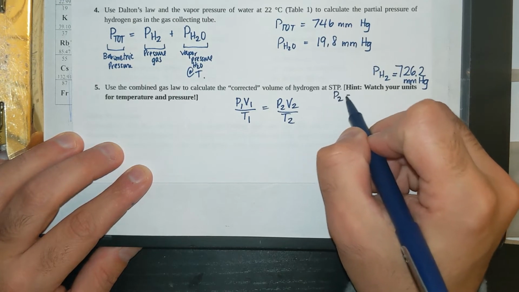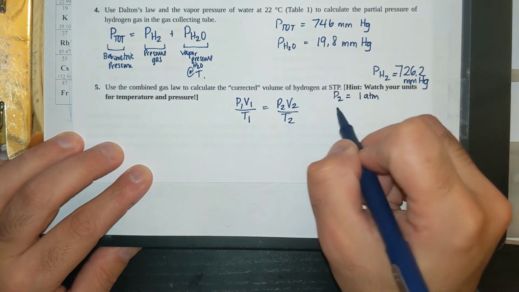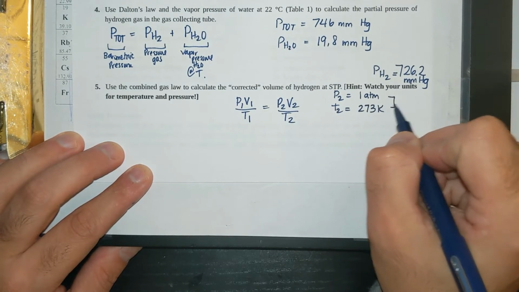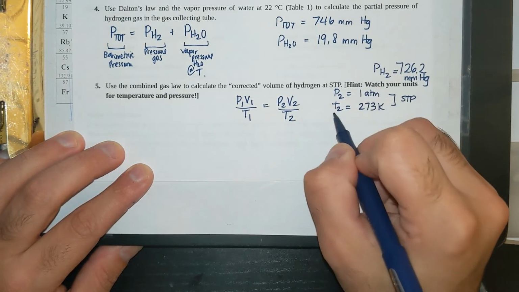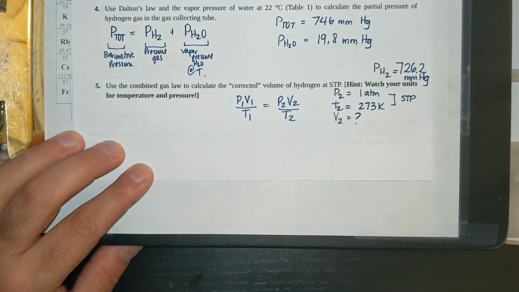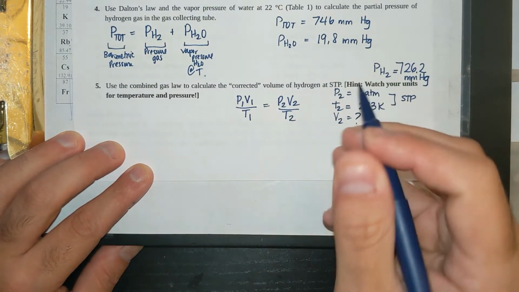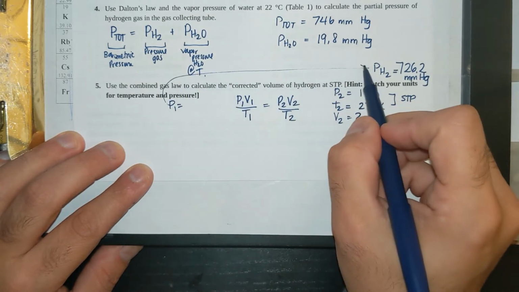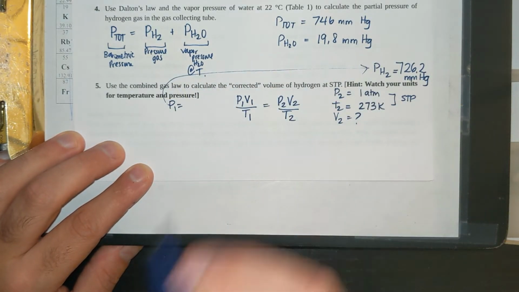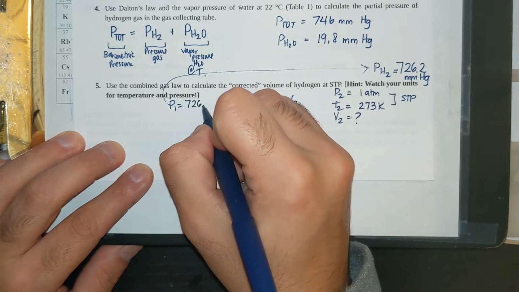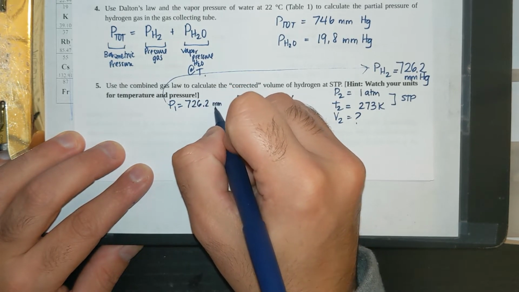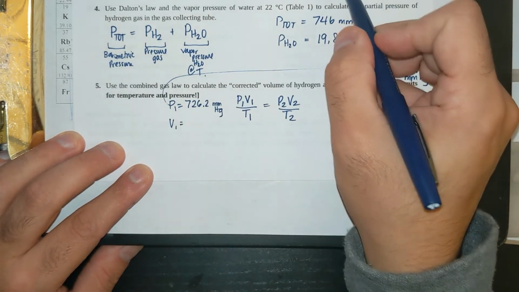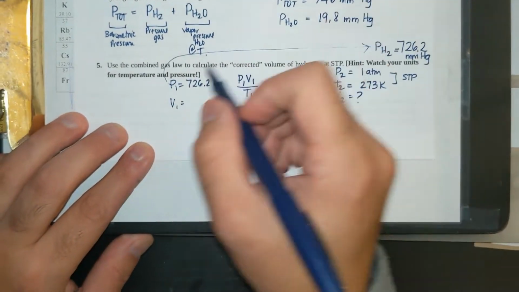That means my P2 is going to be 1 atmosphere, and my T2 is going to be 273 Kelvin. This is STP. And so I don't know what my V2 is. I'm looking for my corrected volume. My P1 is going to be the pressure that we just calculated in the previous step, 726.2 millimeters of mercury. My V1 is what was collected in the lab that day, which was 31 milliliters.